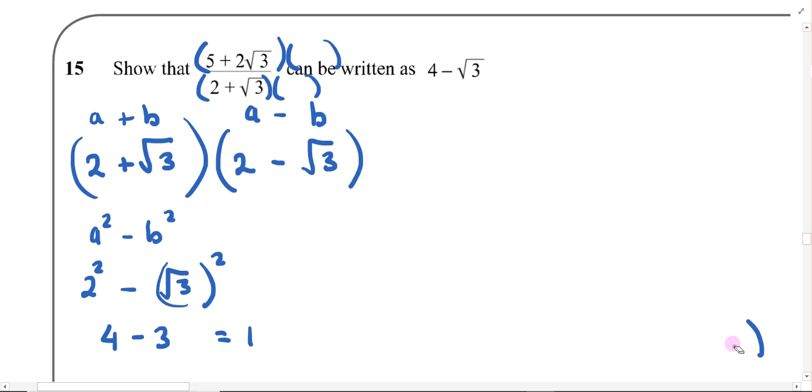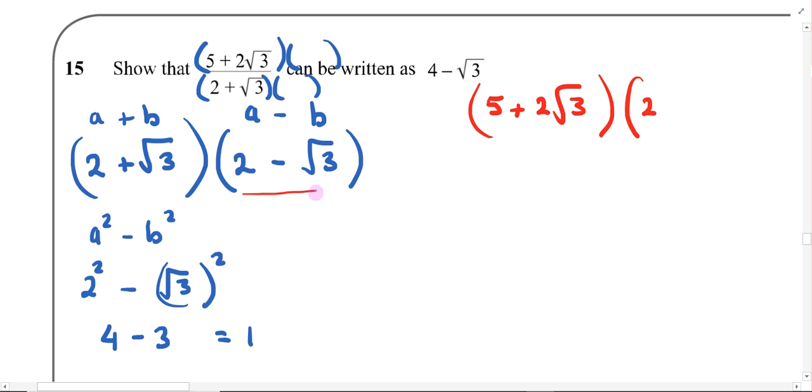So how would you rewrite this? The bottom we know is going to be 1, so now we deal with the top. We've got 5 plus 2 root 3. What do we multiply it by? 2 minus root 3. Remember, whatever we multiply, we have to do the same to top and bottom.